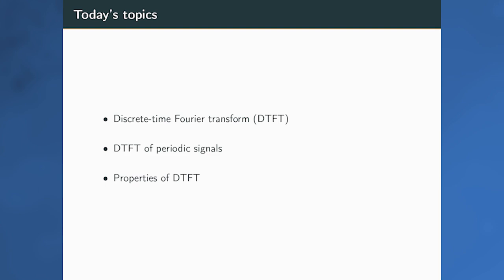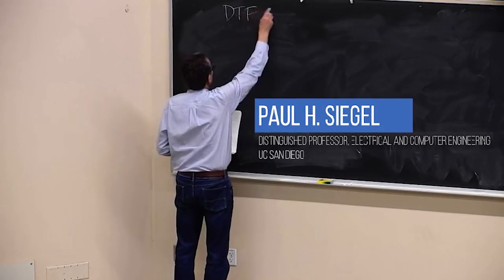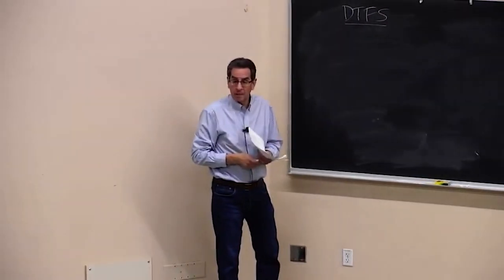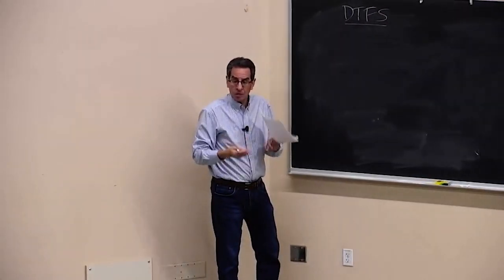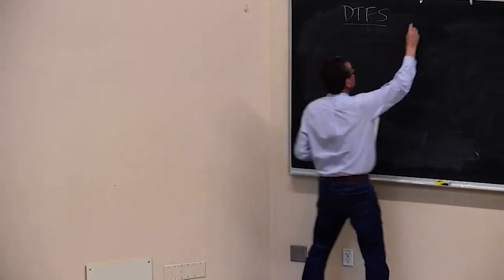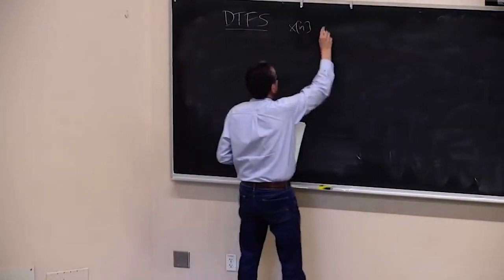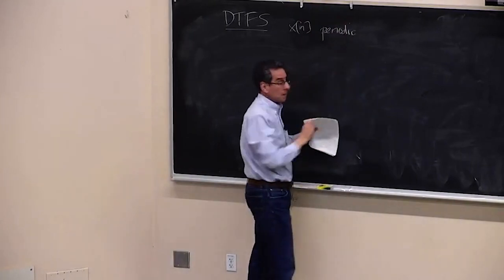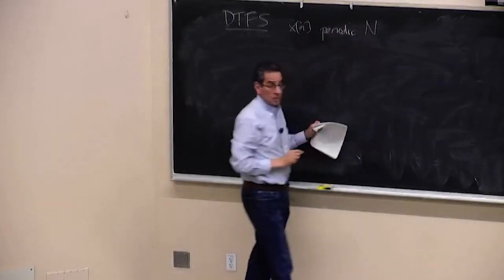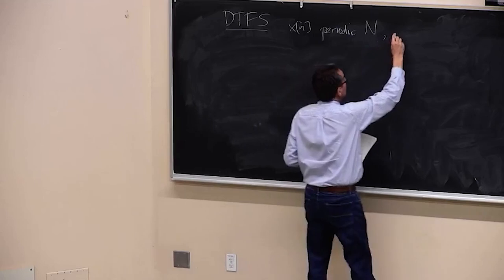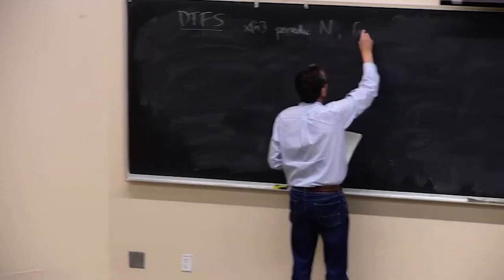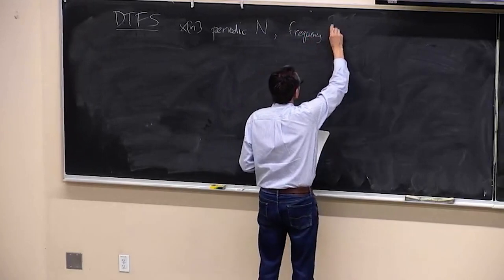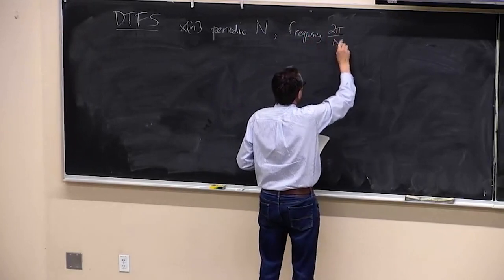So we started out by saying we were going to generalize what we had in the context of periodic signals in discrete time. We had x of n periodic with fundamental period capital N and the associated fundamental frequency, I'll just write frequency, 2 pi divided by N.